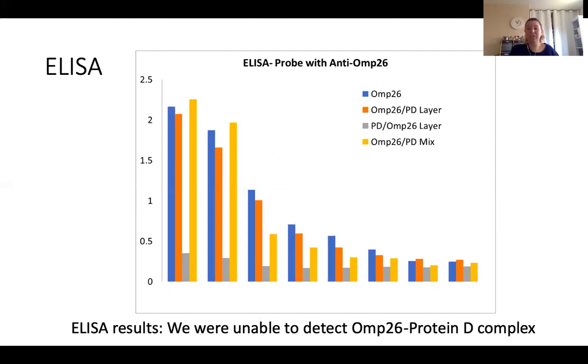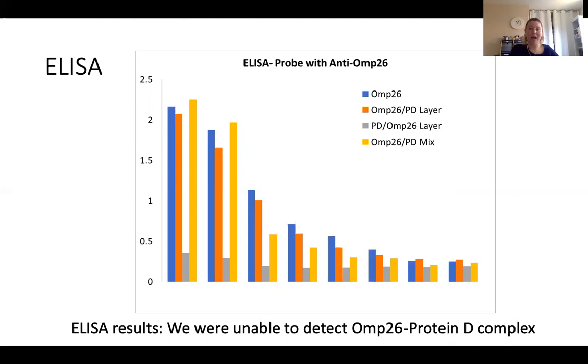So the next step was to do an ELISA. And we wanted to probe this with anti-OMP26. So an ELISA is an enzyme-linked immunosorbent assay. So this is another binding assay commonly used in immunology. What we wanted to do here is coat the plate with the protein of interest, and then from there we should be able to see some binding between proteins and between the antibodies.